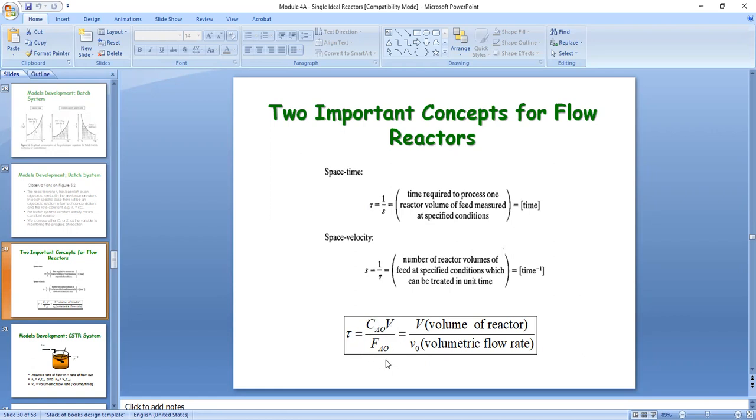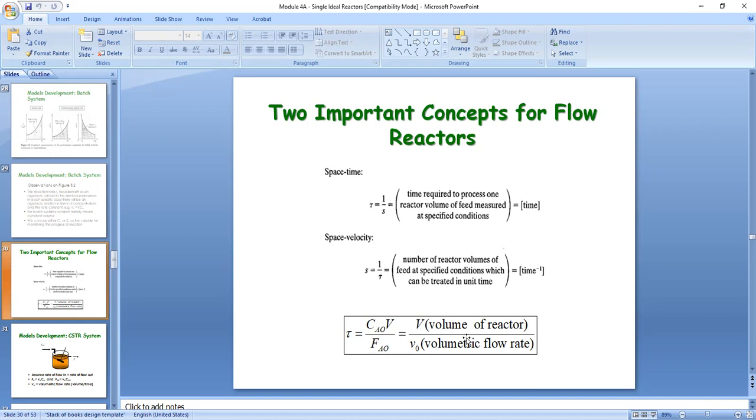Now, FAO is the molar feed rate, meaning its set of units is mole per unit time: pound mole per hour, or mole per second, or mole per hour. So that's the molar feed rate. Now your tau, your space-time, can be solved using this formula, or it can be solved using the formula here, wherein it's the volume of the reactor divided by the volumetric flow rate of the feed as it is entering your system, whether it's CSTR or PFR.